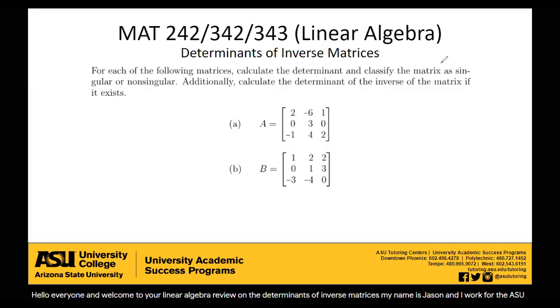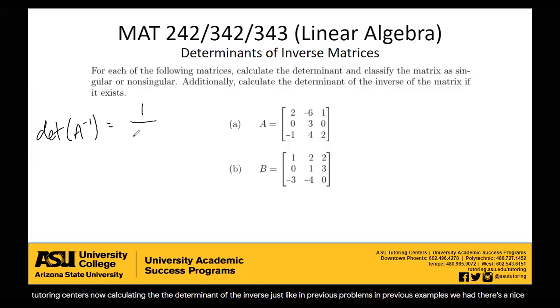Now, calculating the determinant of the inverse, just like in previous examples we had, there's a nice formula for it, and I'll show you what it is right now. The determinant of the inverse of a matrix is 1 over the determinant of the matrix itself. This is your fancy formula.